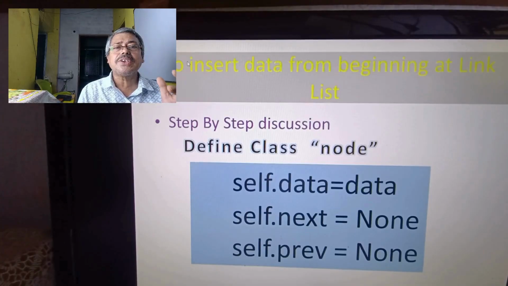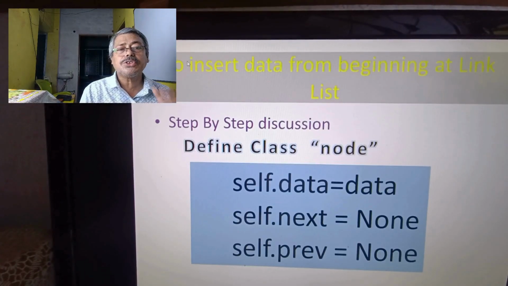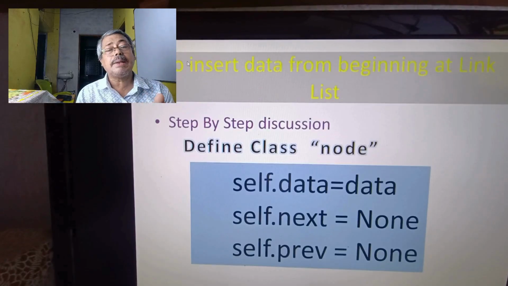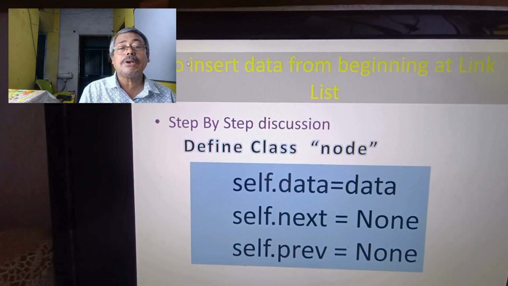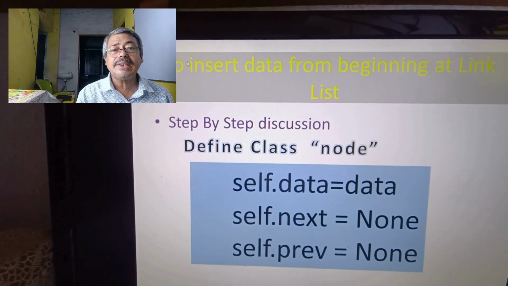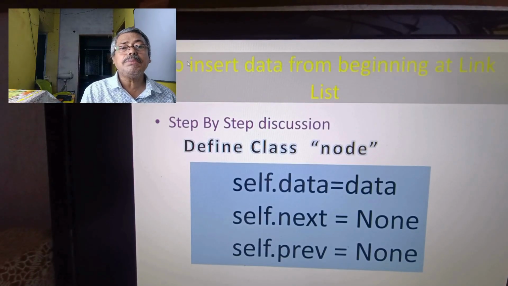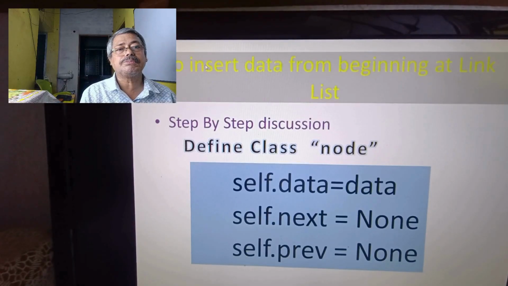So each node contains three data: the value of the node itself, the reference of the previous node, and the reference of the next node. So I have already defined these three items in the class of the node.